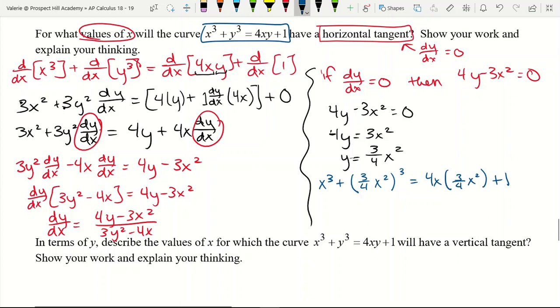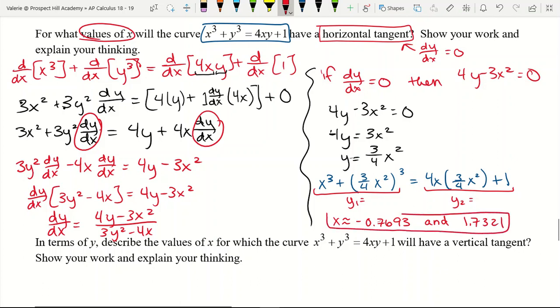The wonderful thing about a calculator is that if two sides of your equation are going to be equal to each other, you can plug each side into a different y function. So this can go into my y1, and this is going to go into my y2. Then I find where the two graphs intersect, and that occurs at x equals approximately negative 0.7693 and 1.7321. So at these two values of x, my function will have horizontal tangents.